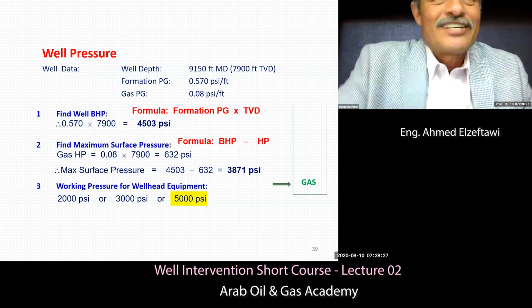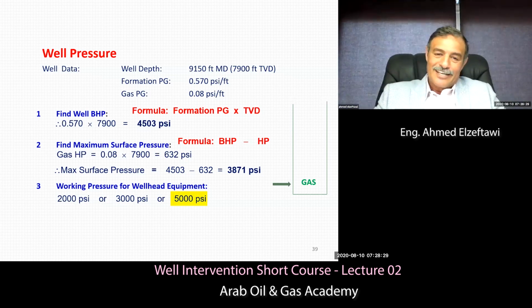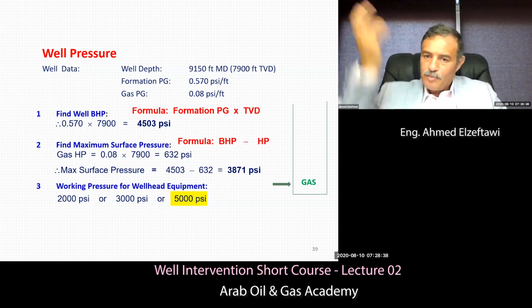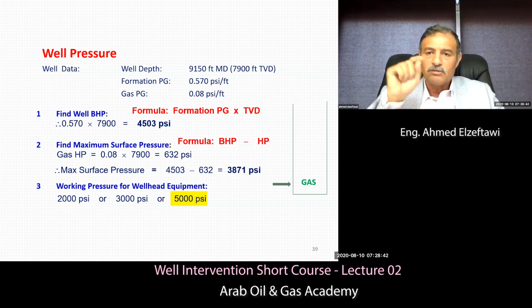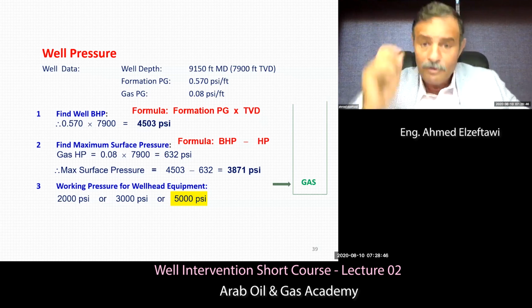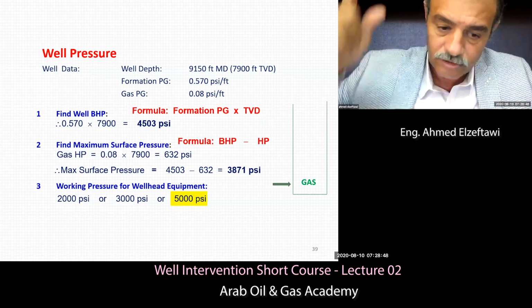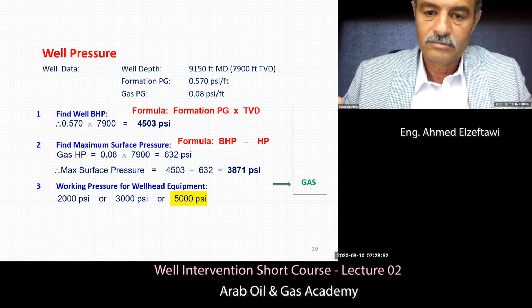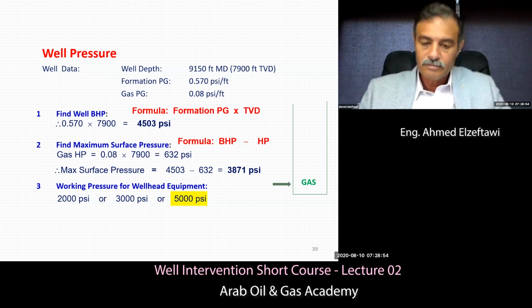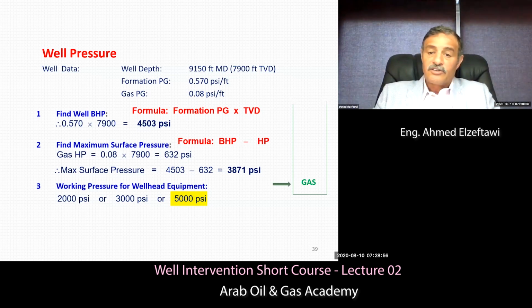In one of my sessions, one guy didn't like what I said. He said, come on, no, Ahmed, just a minute. Let us multiply 3,871 by 1.5 as per the API. So this will give us 5,801. So our wellhead should be rated for 5,801. I said, fine, that's great.